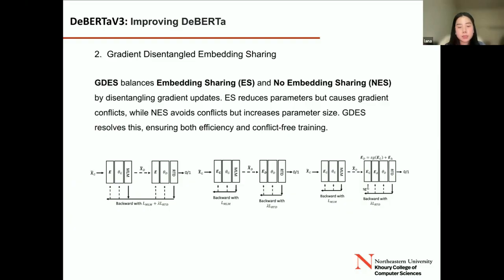Thus comes the DeBERTaV3 innovation of using gradient-disentangled embedding sharing, which is the rightmost diagram here. This approach balances both efficiency and optimization stability. Instead of fully separating embeddings, it shares them while keeping the gradient updates disentangled. And thanks to this approach, we have a strong contextual representation while also improving training efficiency and convergence speed, as well as embedding quality.